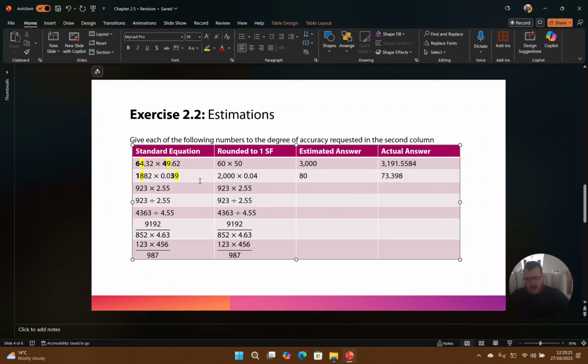Next, 923. I'm going to work on these both at the same time. I'm going to do 3 and 4 at the same time, because they're both working almost the same way, apart from one's multiply and the other's divide.